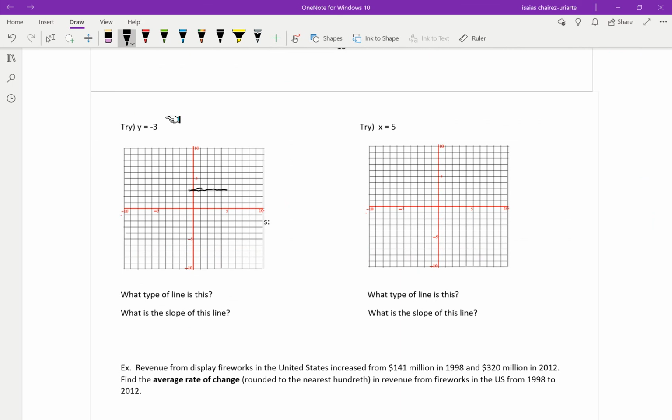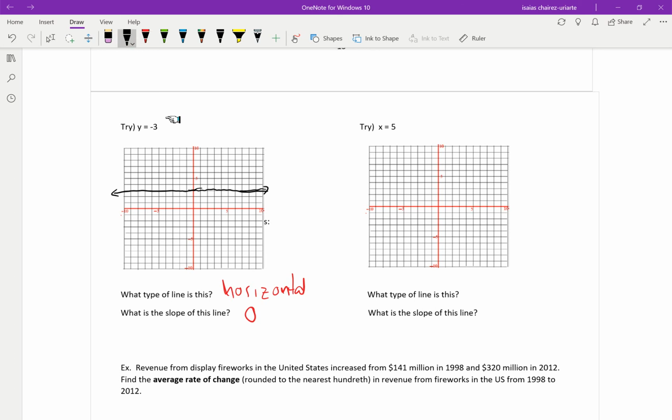Oops. That's not a very pretty line. It's kind of a shaky line, I'm sorry. It's hard to write on the computer screen with a stylus. So that's my line. So this is a horizontal line. What is the slope of this line? The slope is 0. Yeah, the slope is 0.